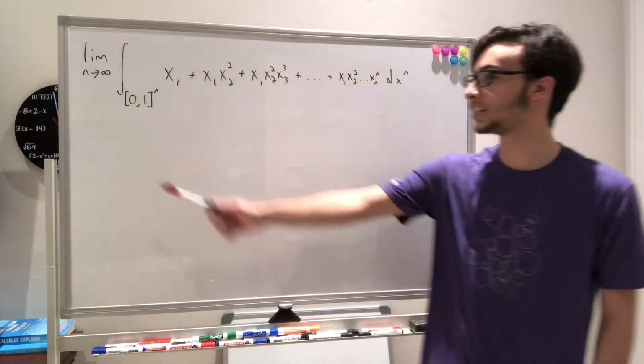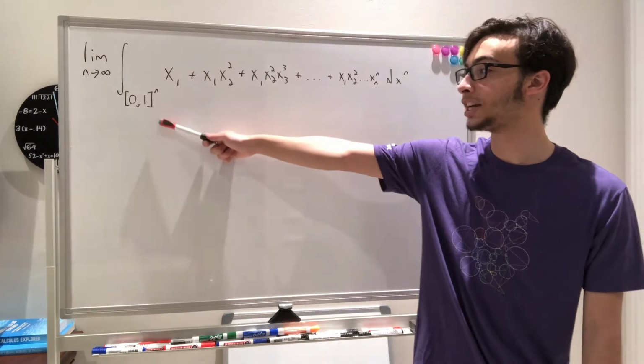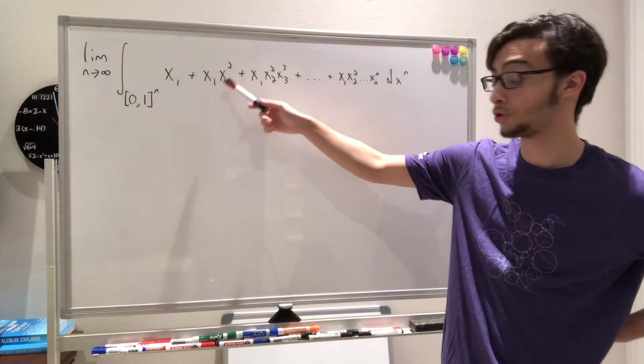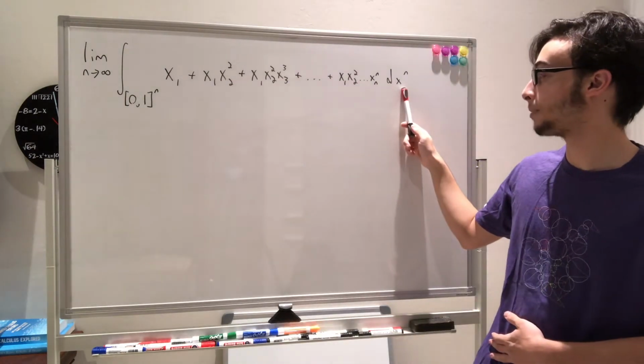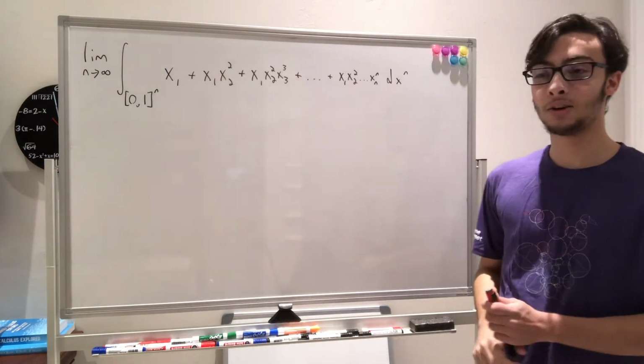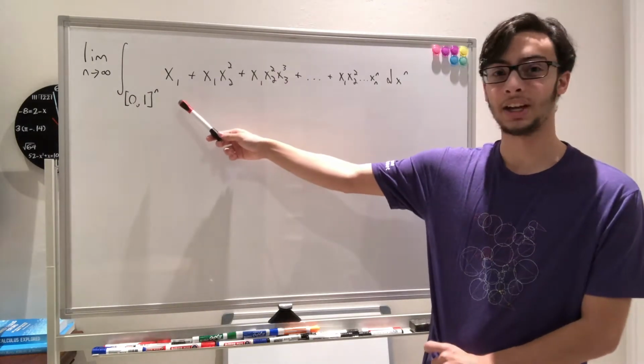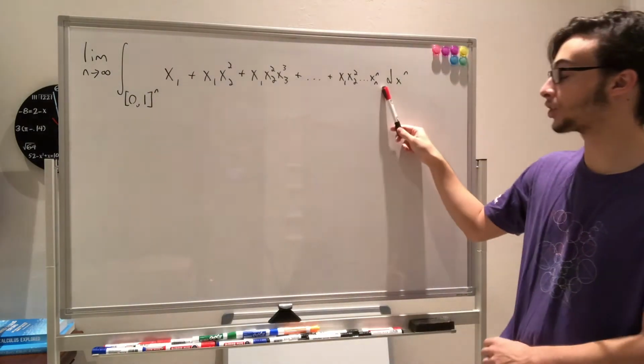So you have the limit as n goes to infinity of the integral on the range from 0 to 1 to the nth power of x sub 1 plus x sub 1, x sub 2 squared, and so on, dx to the nth power. Now what this means is that we're basically taking n integrals where each x sub n ranges from 0 to 1, and we're taking the limit as the number of variables goes to infinity.